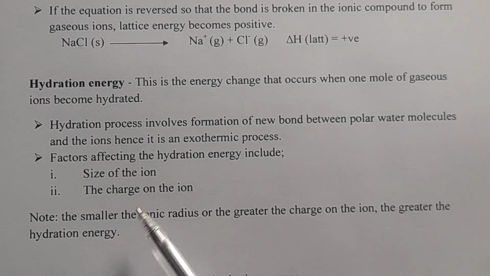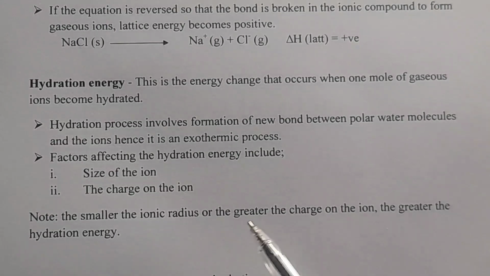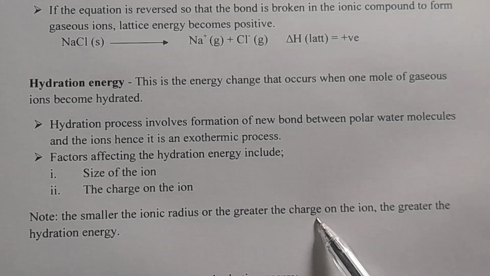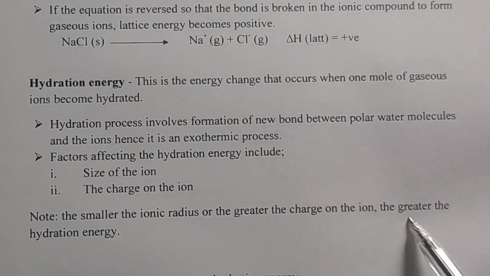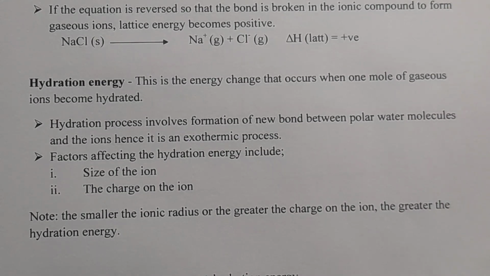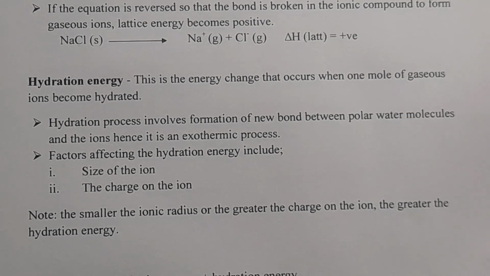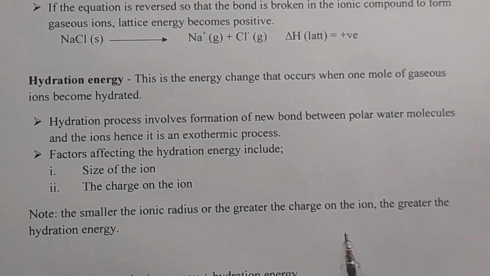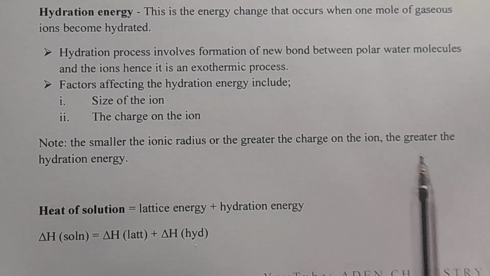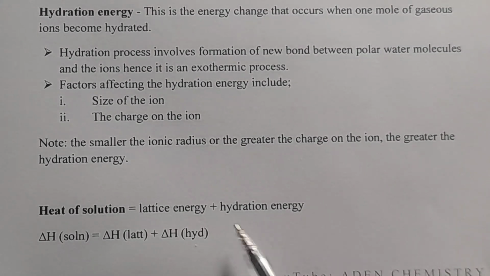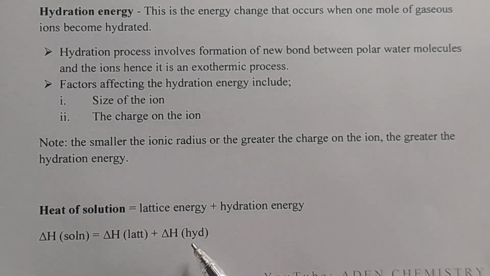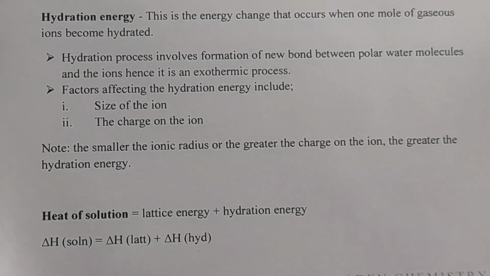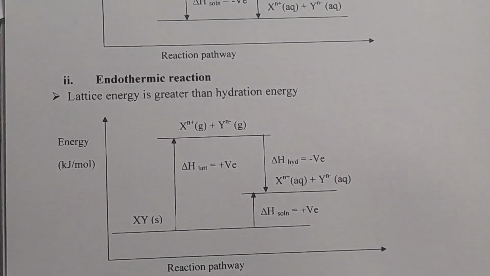And the opposite also holds. That means the bigger the ionic radius, or the smaller the charge on the ion, the lower the hydration energy. Okay, the formula for heat of solution, as we said earlier, is equal to lattice energy plus hydration energy. So the enthalpy change of solution, or heat of solution, will be equal to lattice energy plus hydration energy. Thereafter, we go to the next thing.